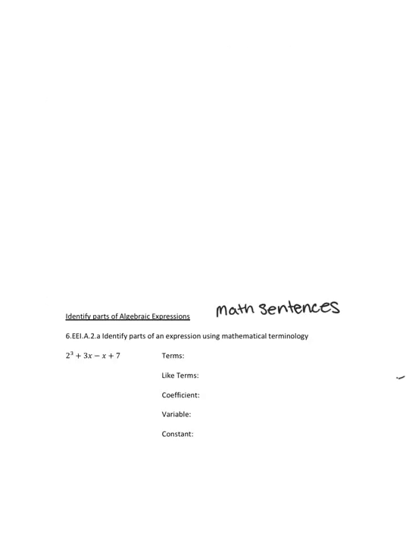However, we have things called terms, like terms, coefficients, variables, and constants. So, what are terms? Terms are everything in the math sentence separated by a plus or minus symbol. What are like terms? Like terms match. I'll show you what I mean by this in a moment.